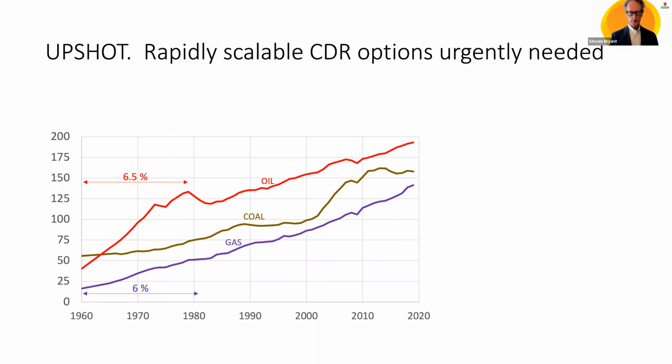Only twice in the last 60 years has there been sustained growth. By sustained, I mean for 15, 20, 30 years. Only twice has that rate of growth exceeded 5%. And you see it back in the 60s and 70s for oil and gas. So ramping up any energy source rapidly is difficult.